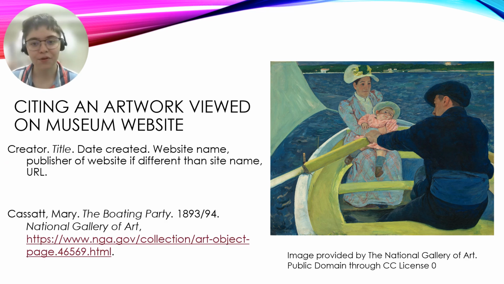For this example, we have Mary Cassatt's The Boating Party. The date here is 1893/94 because that's how the museum lists it. You'll notice we just have the National Gallery of Art standing for both the website name and the publisher name, and then we wrap it up with that URL. The attribution here is pretty identical to our last attribution, saying where the image is from and the license with which we use it.